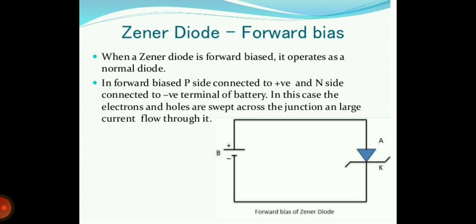See the connection of Zener diode in forward biasing mode. Here anode is connected to the positive terminal of the battery and cathode is connected to the negative terminal of the battery. This configuration is called forward biasing of the Zener diode. When Zener diode is forward biased, it operates in normal mode. In forward bias, P side is connected to positive and N side is connected to negative. In this case, electrons and holes sweep across the junction and large current flows through it. Means this works like an ordinary diode.